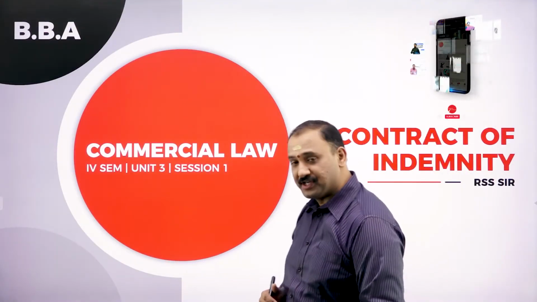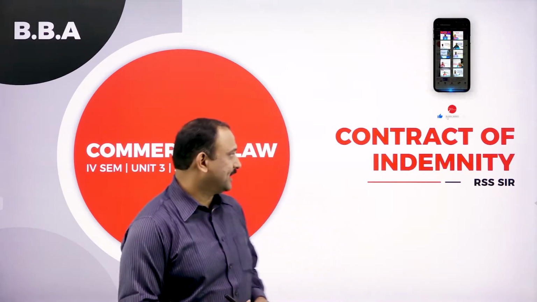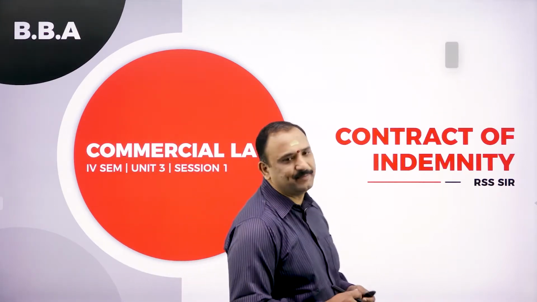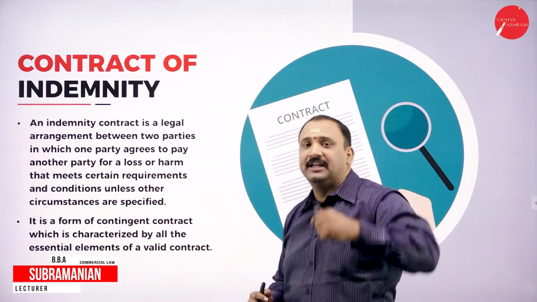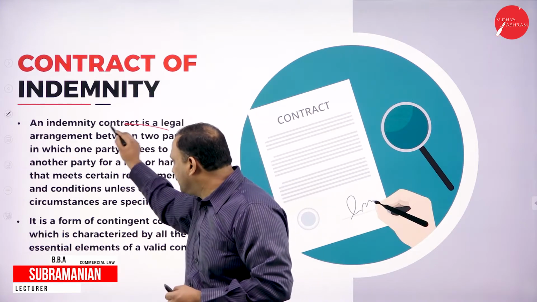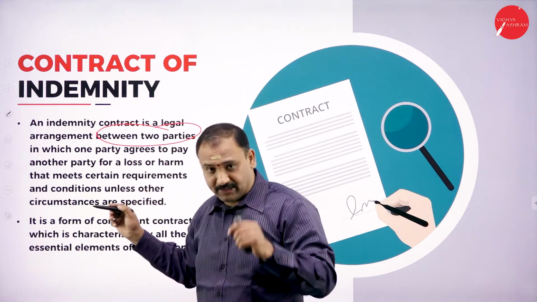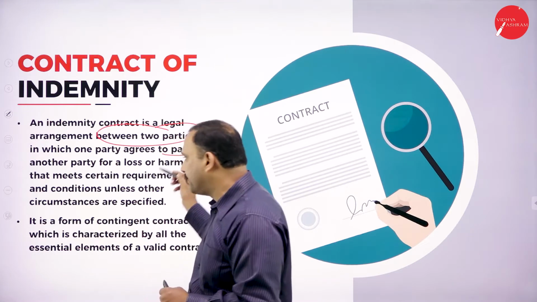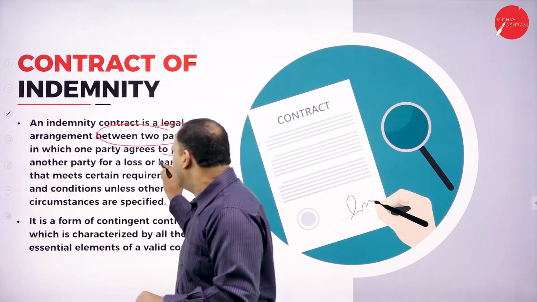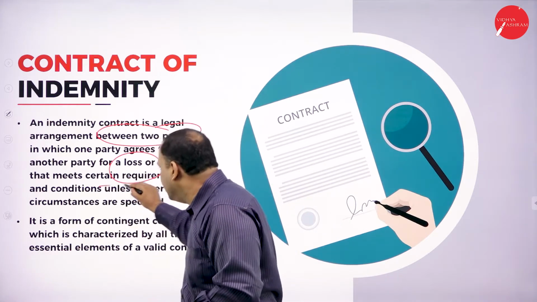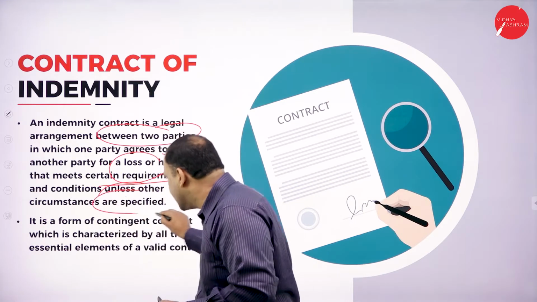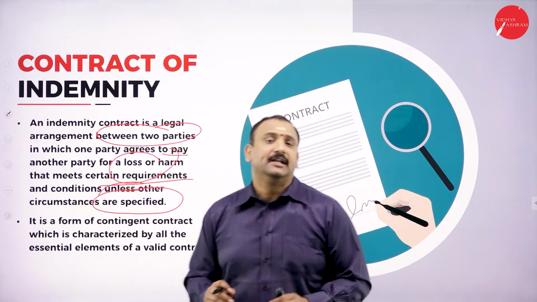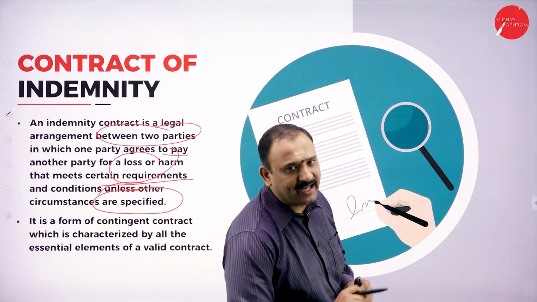Good morning and welcome to session 1 in Unit 3 Commercial Law, where we are going to speak about the contract of indemnity. Now this is very important. Why? Because the contract of indemnity is a legal arrangement between two parties in which one party agrees to pay the other party for a loss or a harm that meets certain requirements and conditions unless the circumstances are specified. Now, this is a very interesting and important thing.